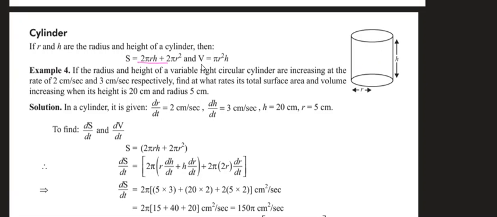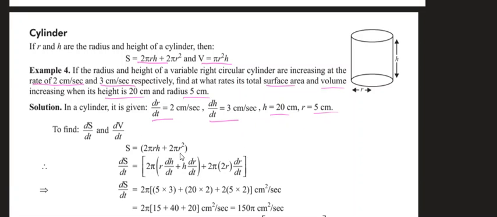And then V is pi r squared h, that is the volume. Now let us proceed. If the radius and the height of a variable right circular cylinder are increasing at the rate of 2 centimeters per second and 3 centimeters per second respectively, so one is radius, another is height. So dr by dt and dh by dt are given as 2 and 3 respectively. Now find the rate at which the total surface area and volume are increasing, when the height is 20 and r is 5.